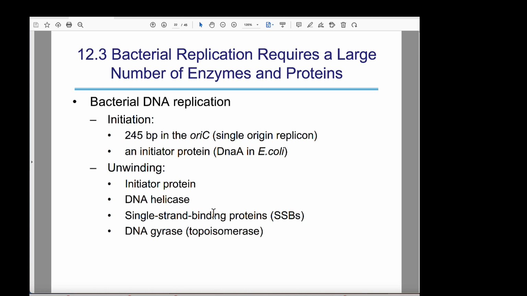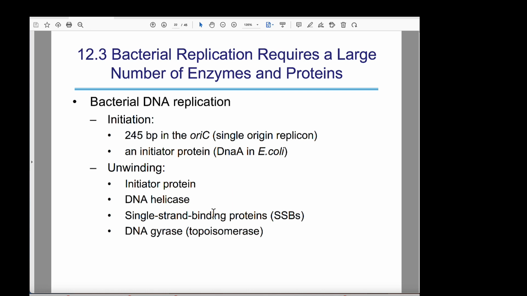You have an initiator protein called DnaA in E. coli. This initiator protein is essential for binding to the origin of replication to help initiate the process of replication. And then you have a melting or unwinding of the DNA strands so that the machinery can get access to both strands.